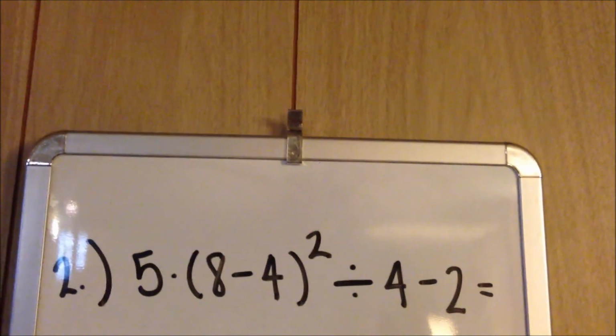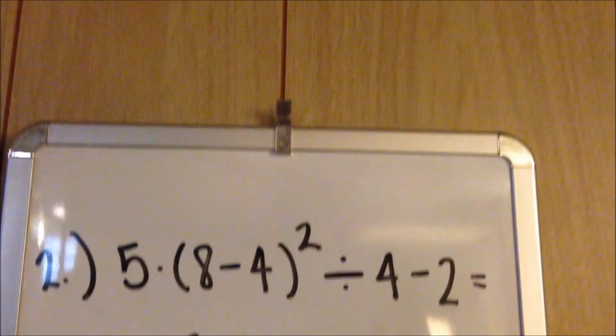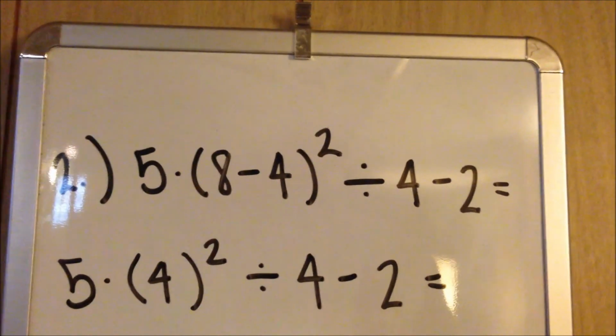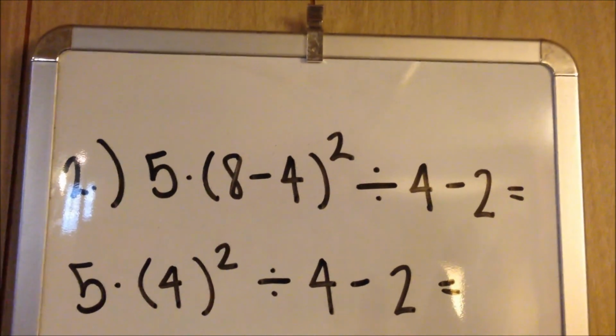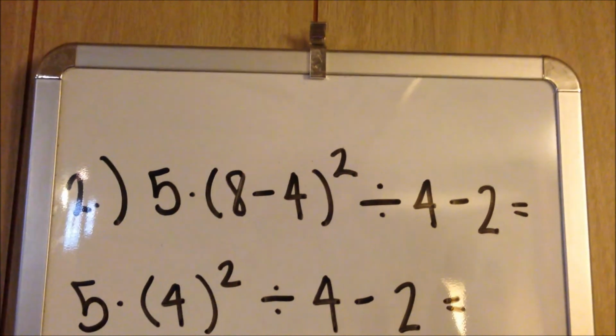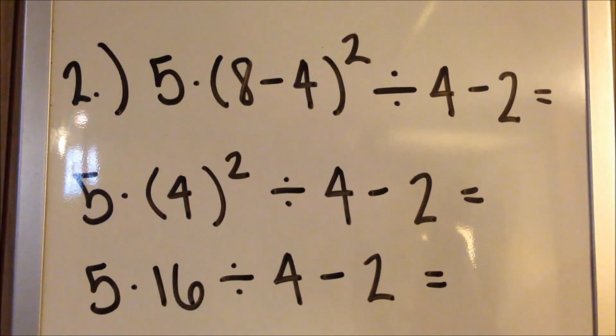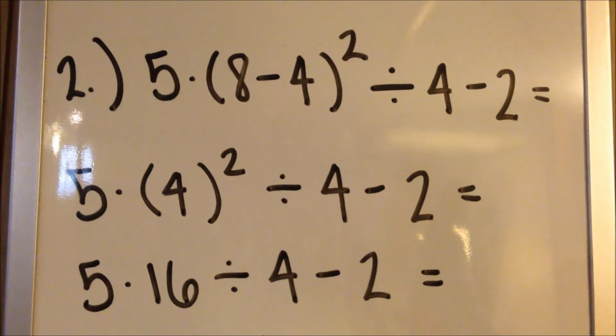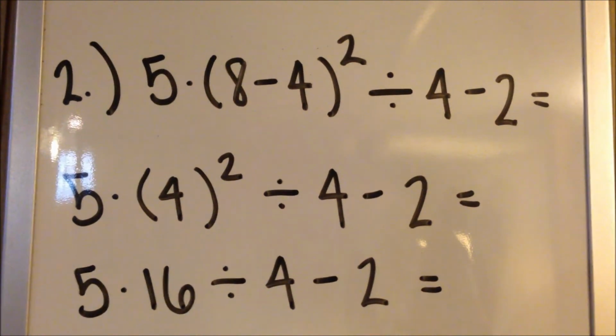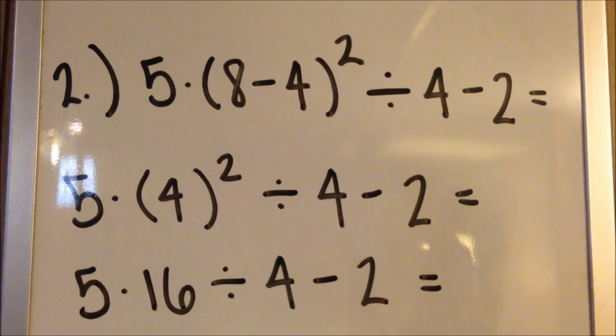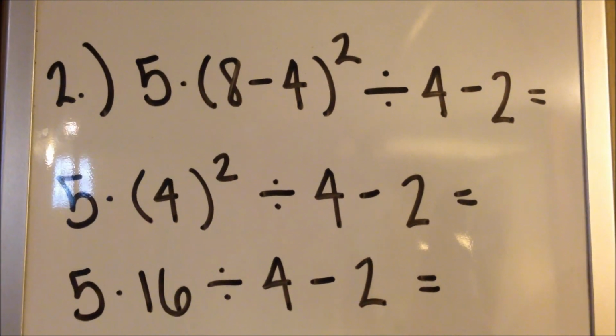Okay, and then for number 2, parentheses, we have 8 minus 4. So we have 5 times 4 squared divided by 4 minus 2. The next step, exponents, we have one exponent. So we have 5 times 16 divided by 4 minus 2. The next step is multiplication and division, working from left to right. We have 5 times 16 divided by 4.